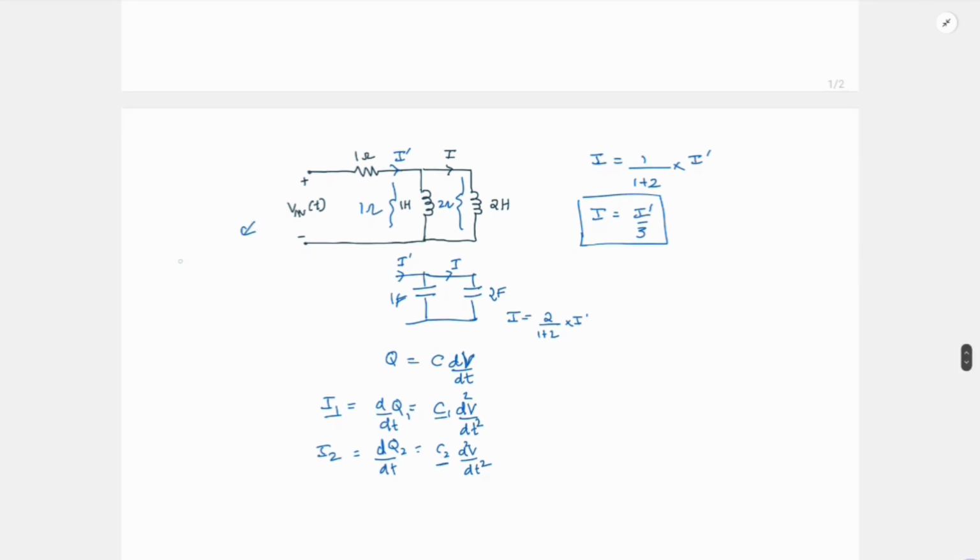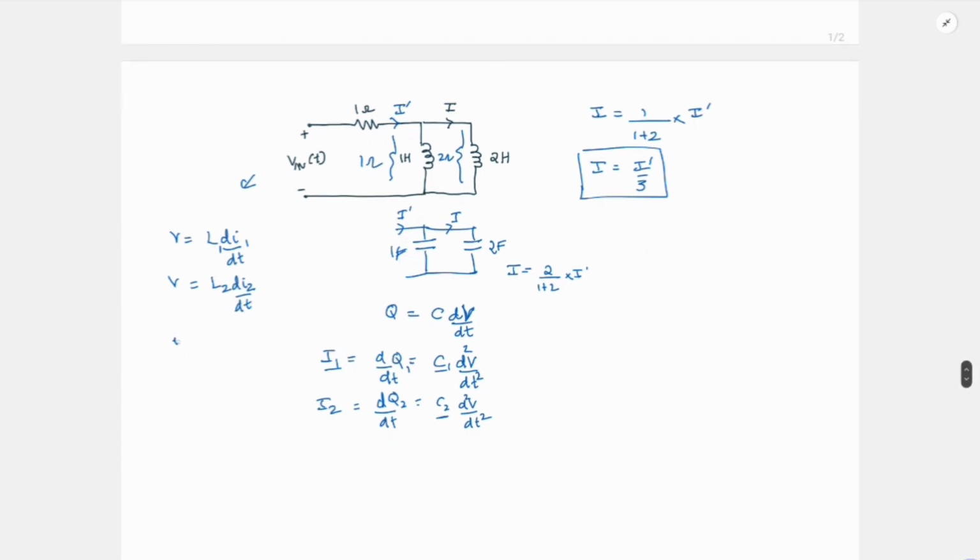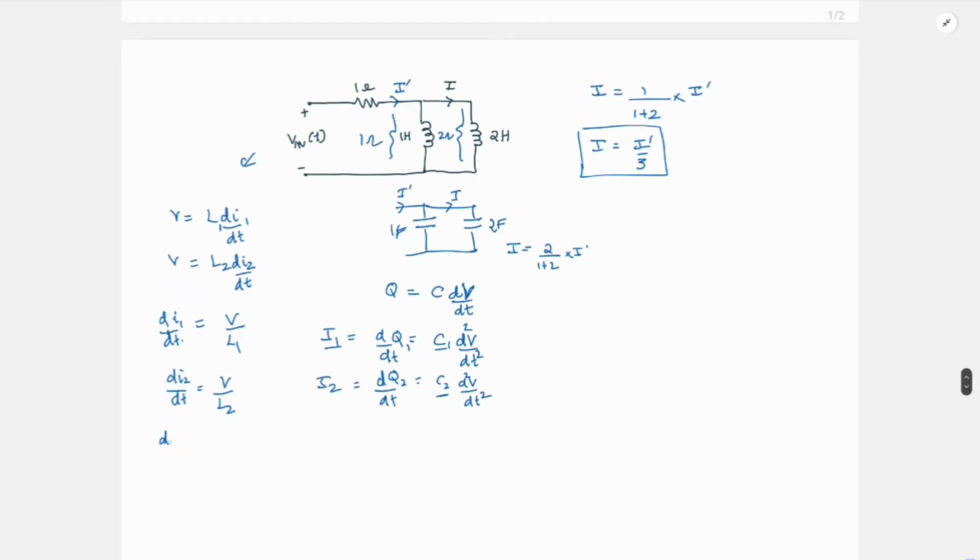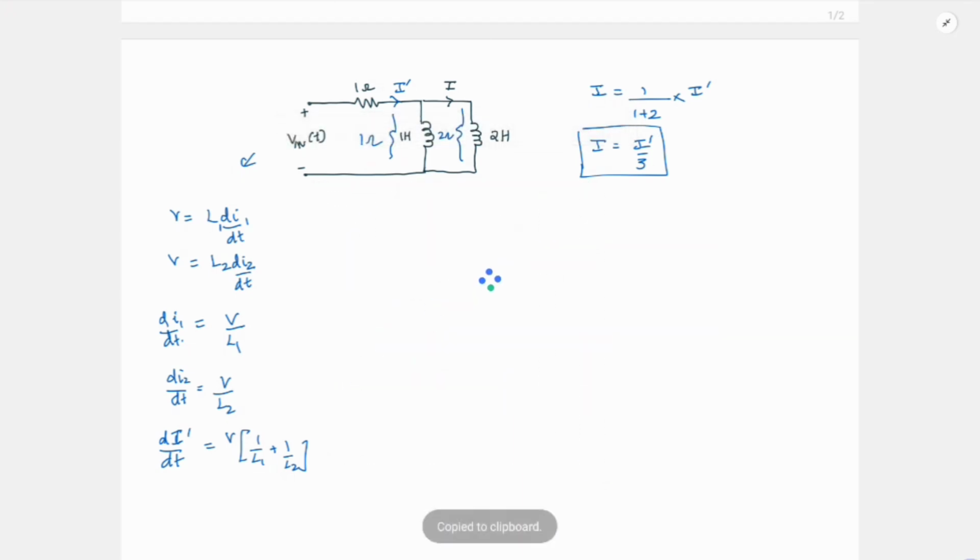On the other hand, for the inductor, what equation do you have? V is equal to L di by dt. Here again your V is the same, so V is equal to L1 di1 by dt and V is equal to L2 di2 by dt. For the current I1, di1 by dt is V by L1, so it is inversely proportional to L1. Similarly di2 by dt is V by L2. So your effective di by dt is equal to V into 1 by L1 plus 1 by L2. This is similar to the parallel combination of resistors, so that is why we were doing it that way. Okay, so for this question, we don't need this.